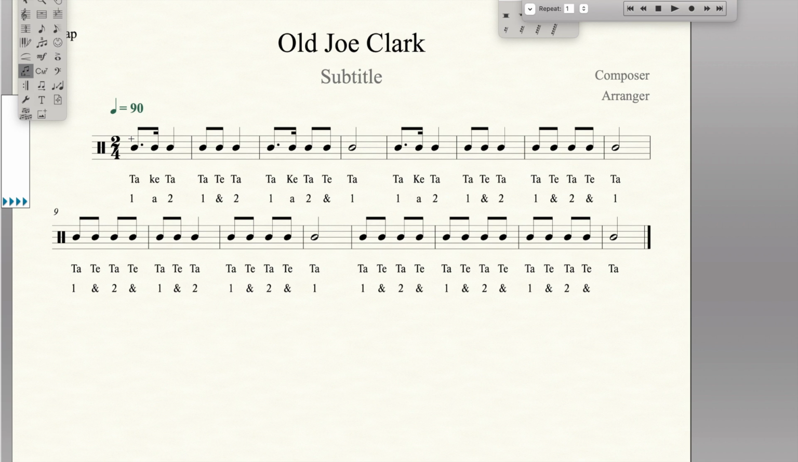Ta, ke ta, ta, te, ta. Ta, ke ta, te, ta. Ta, ke ta, ta, te, ta. Ta, te, ta, te, ta. Ta, te, ta, te, ta, te, ta. Ta, te, ta, te, ta. Ta, te, ta, te, ta, te, ta, te, ta, te, ta, te, ta.